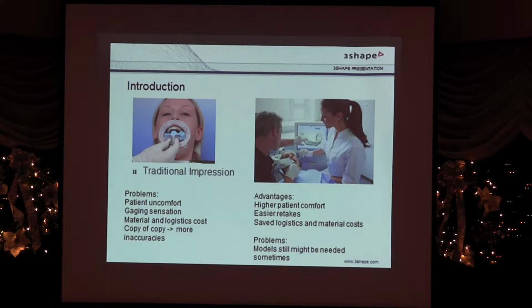Models still might be needed sometimes, but when we design a restoration now, we can go model-less. We can design a restoration which does not need the model, because the software is so precise, and also milling systems are so precise that our contact and occlusion we can rely on, and we don't really need the model to check. But in some cases we still need it, so we can go back and 3D print those models.